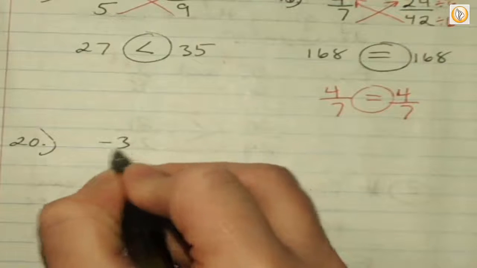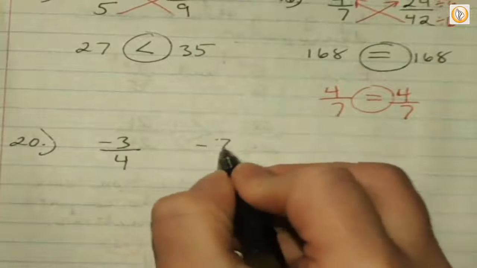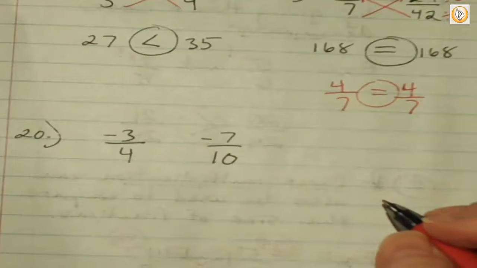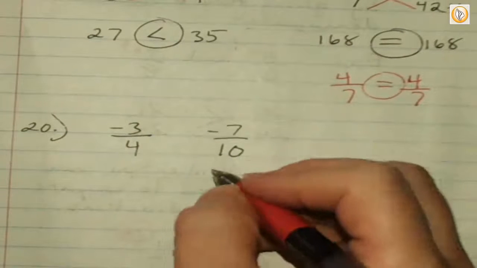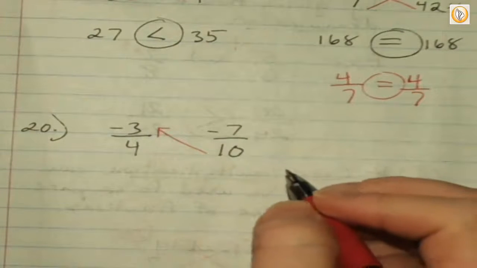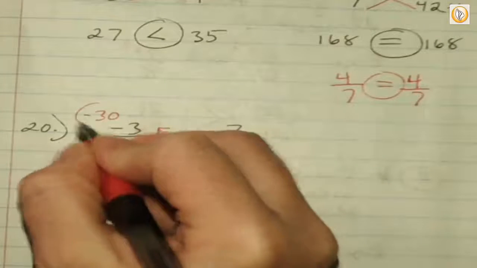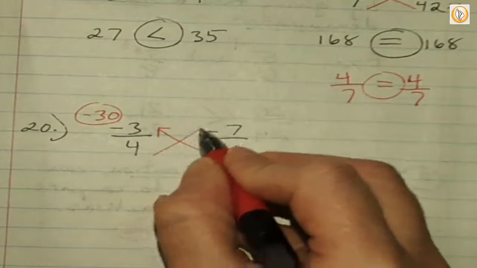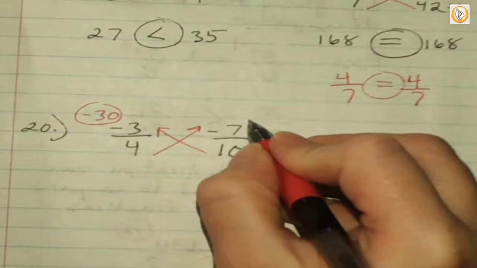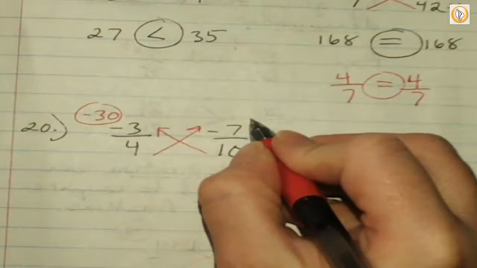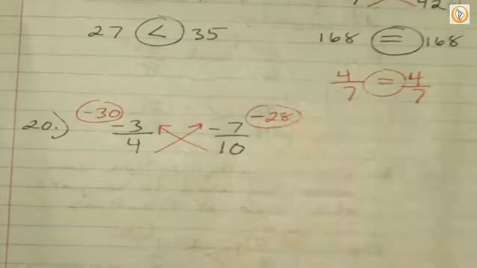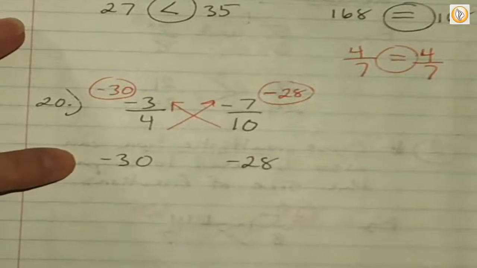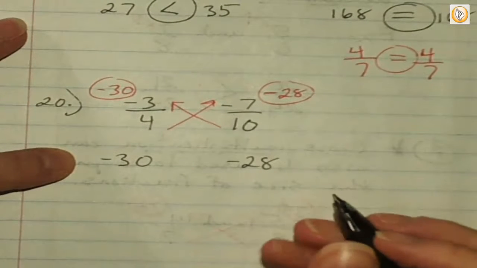Negative 3 over 4 and negative 7 over 10. Okay. All right, so 10 times negative 3, which is negative 30. Then 4 times negative 7, which is negative 28. Okay, so we're going to write negative 30 here and negative 28. So negative 30 is less than.